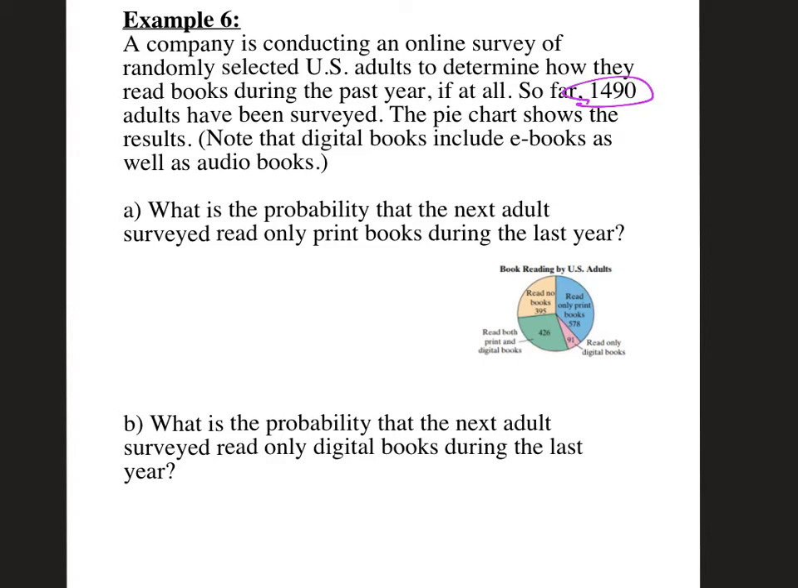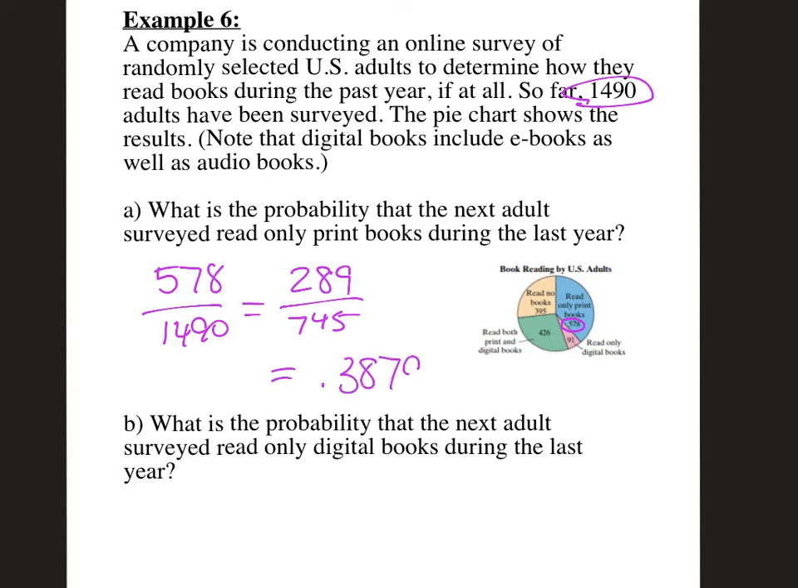So in our pie chart, we got 578 people out of the 1,490 who read print books. And so the probability that the next person we survey, person 1,491, will have read only print books is actually 289 out of 745, which is 0.3879.